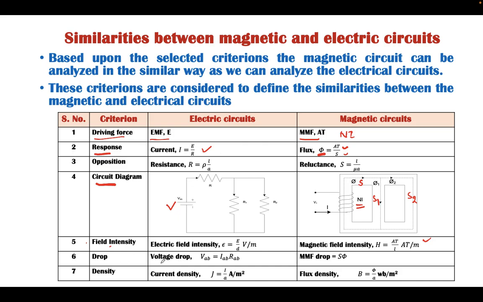In electrical circuit, the voltage across a resistance is considered as voltage drop, whereas in magnetic circuit the MMF drop across the reluctance S is considered as MMF drop. If it is S1, then it will be the MMF drop across S1. If it is S2, this is the MMF drop across S2. In electrical circuit, we have current density, which is current per unit area, that is I upon A, whereas in magnetic circuit we have flux density, that is flux per unit area, Weber per meter square.